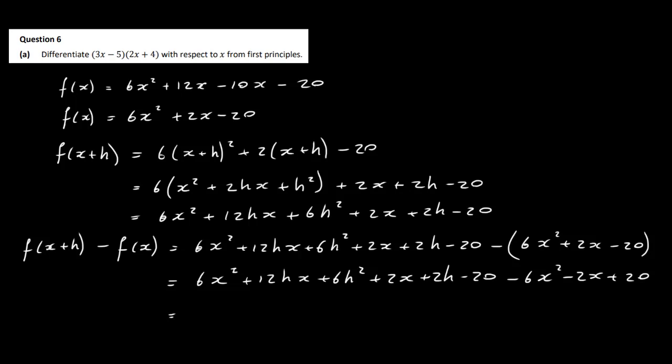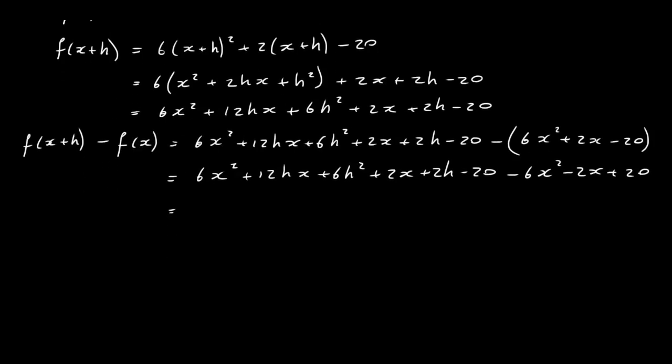So let's see if anything will cancel here now. We have a 6x squared and a minus 6x squared. We have a minus 2x and a plus 2x. We have a plus 20 and a minus 20. So we end up here with 12hx plus 6h squared plus 2h.